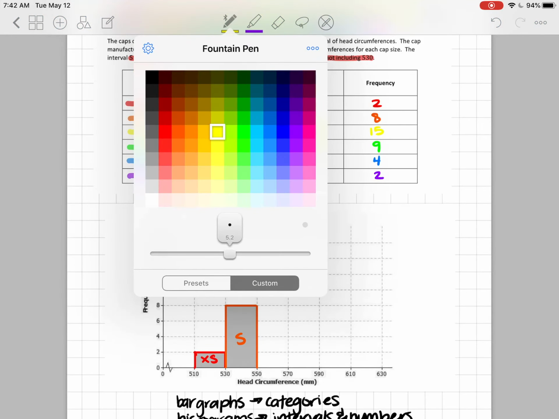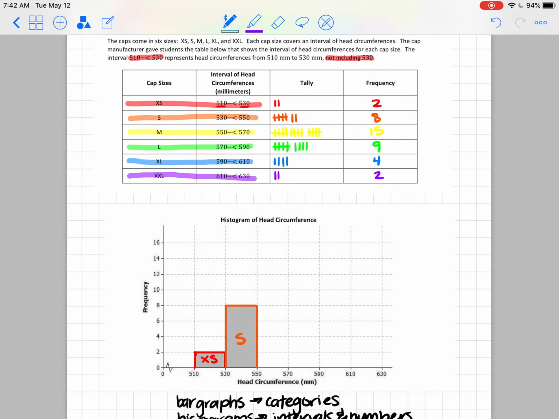From 550 to 570, what size is that? Right, that's our medium size. There were 15 in medium, so I'm going to go up. I don't see a 15, but I know that 15 is in between 14 and 16. So I'm going to put a line in the middle of 14 and 16. And I'm going to go ahead and come all the way down. And there's my bar for medium. And I'll go ahead and shade it in.